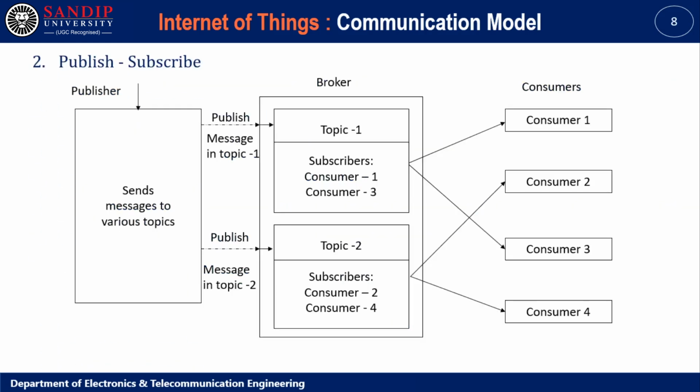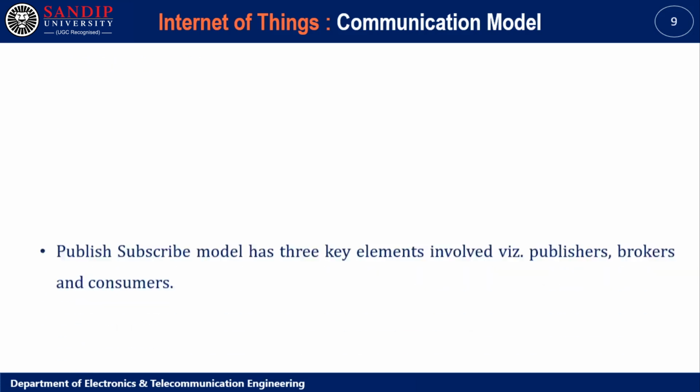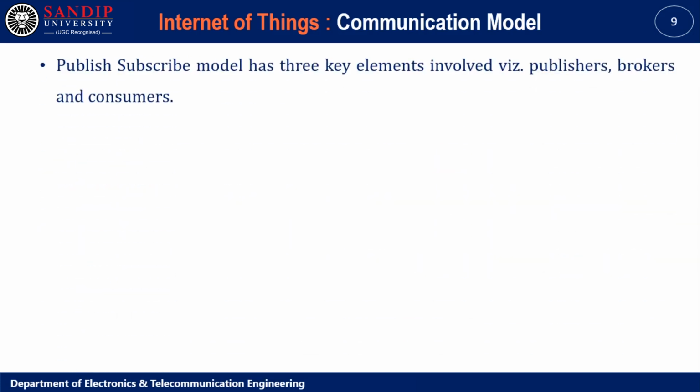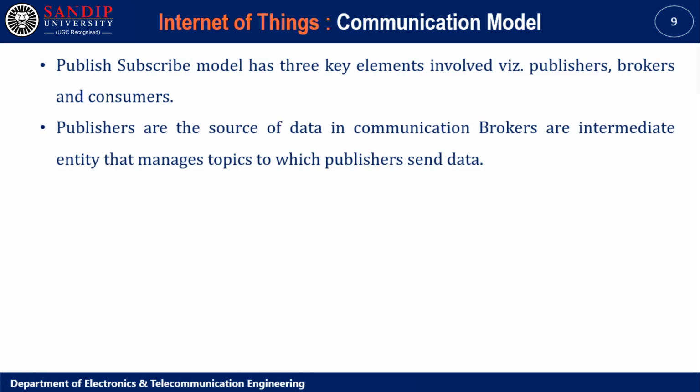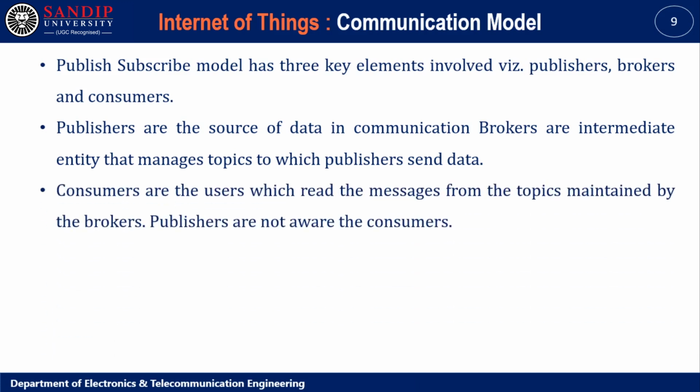Second is the publish subscriber model. The figure shows the publish subscriber model. The publish subscriber model has three key elements involved: publisher, broker, and consumers. Publishers are the source of data in communication. Brokers are the intermediate entity that manages the topics to which the publisher sends data. Consumers are the users which read the information from the topic maintained by the brokers. Publishers are not aware of the consumers.